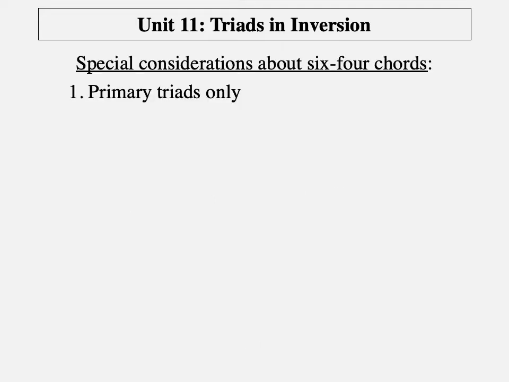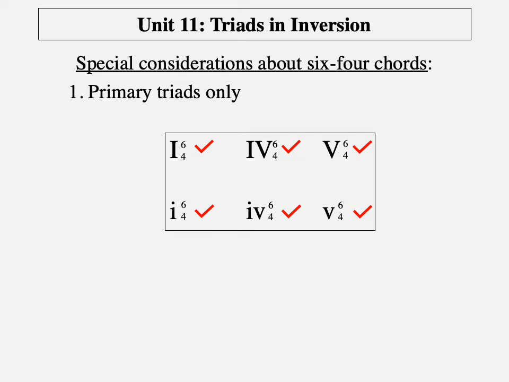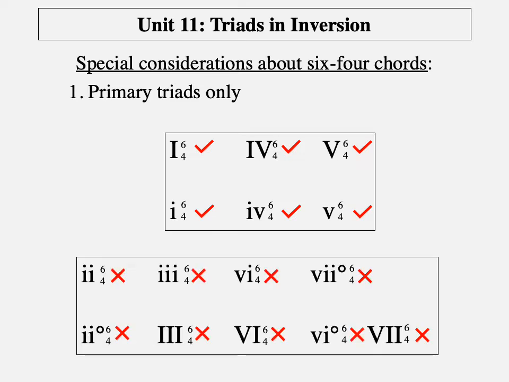The only chords which appear as second inversion triads are the 1, the 4, and the 5 chords, the so-called primary triads. You're not going to encounter a 2 6/4 chord or a 6 6/4 chord, and you're also not going to see any 6/4 chords that happen using augmented or diminished triads. Second inversion triads are for primary triads only.